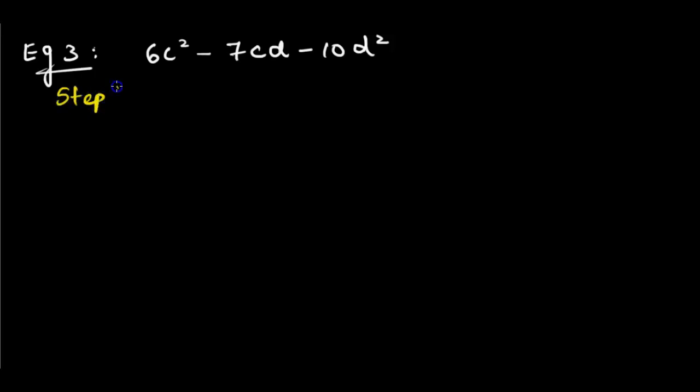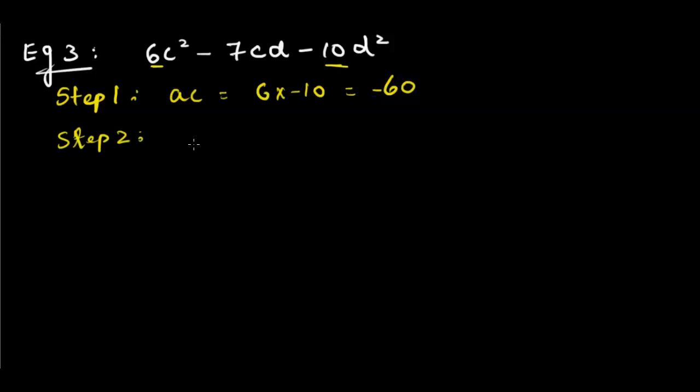Let's take another type of example. Here we have two variables. Let's say we have to solve 6c squared minus 7cd minus 10d squared. Steps are same. It's just that we have to work with two variables c and d. So step number 1 we have to do is just take the product of the number values. So 6 times negative 10 is a negative 60.